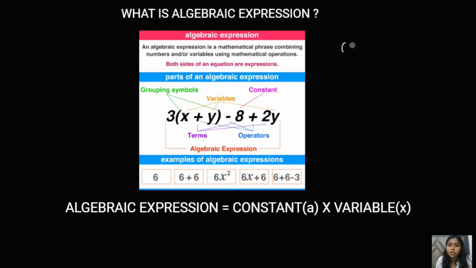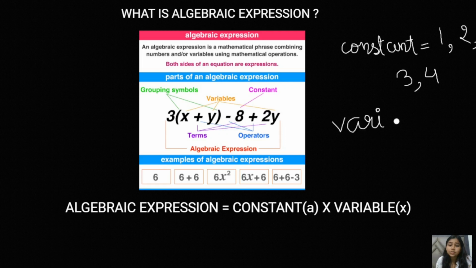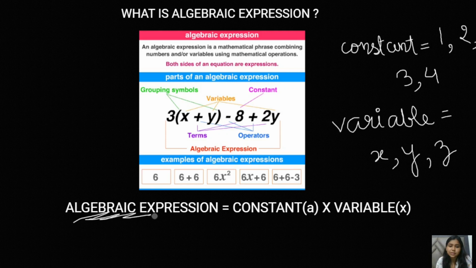So let's start with the constant and variable. Let's say a constant is any term, for example 1, 2, 3, any number. We can say it is a constant. And now the variables. What is a variable actually? A variable can be x, y, z, any term which corresponds with the constant. They are known as variables. So an algebraic expression is basically a constant multiplied by a variable.